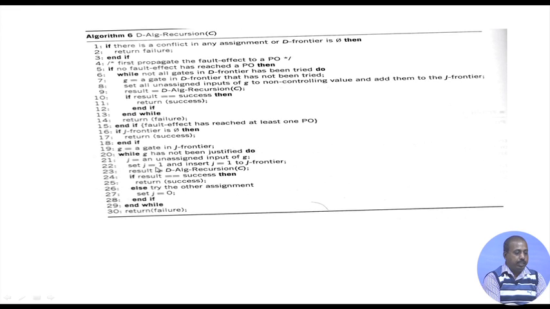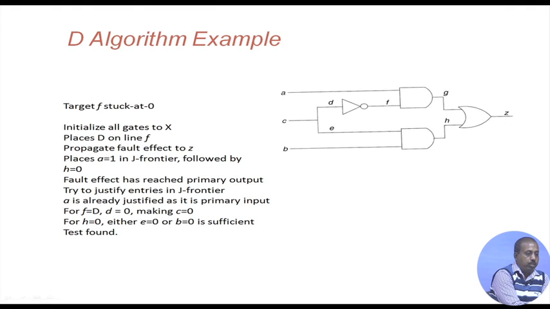So, we try with J equal to 1, if it fails we reset it to J equal to 0 and try out the other possibility. If both of them fail, then naturally this particular J frontier cannot be satisfied. Okay, so that is a problem, and it will return a failure. So, this is how the D algorithm recursion works.